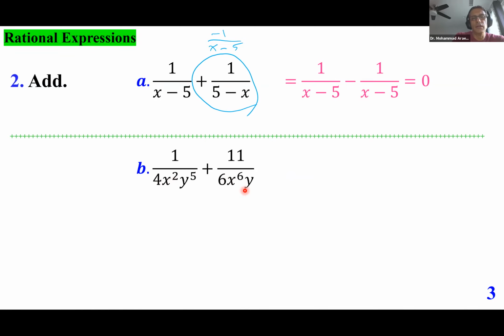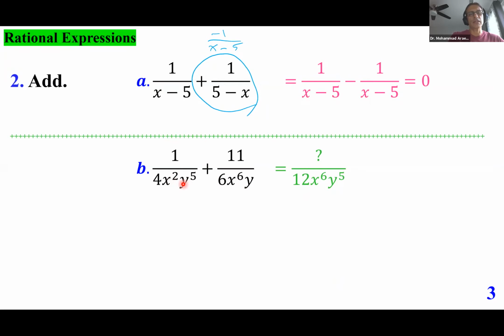We want to find the least common denominator, LCD. Between 4 and 6, we end up with 12. This is x squared. This is x to the power of 6. The one with the larger exponent, this is y. This is y to the power of 5. We keep y to the power of 5. So that's the LCD for both.